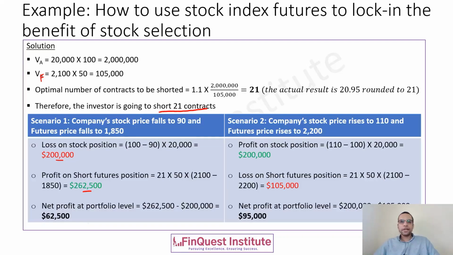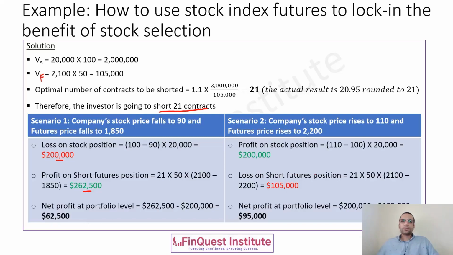Now let's take another scenario whereby the stock price rises. We were earlier at 100, and let's say the price goes to 110 and the futures price rises to 2,200. Because the stock price has risen, the investor is going to make a profit on the stock position, which is 110, the current market price, minus the original price of 100, into the number of shares, which is 20,000. So we get a profit of 200,000.